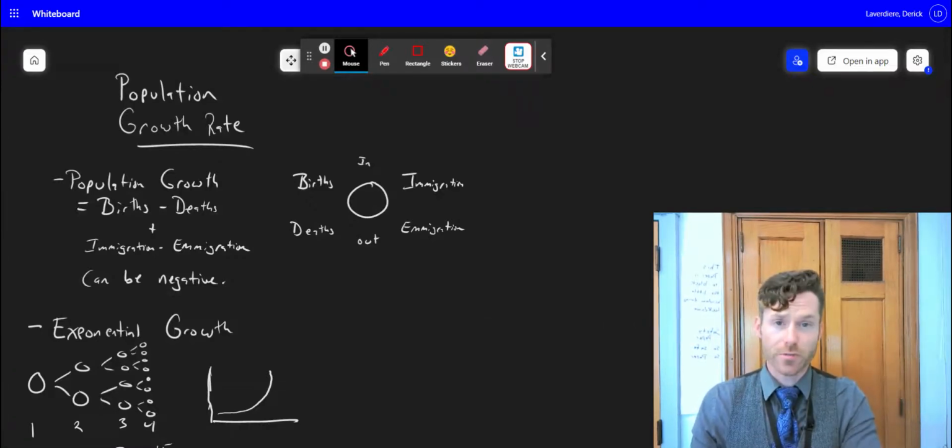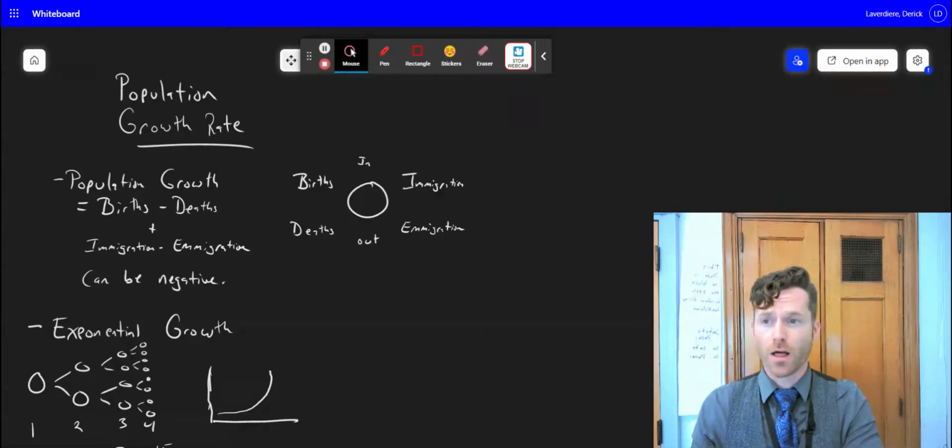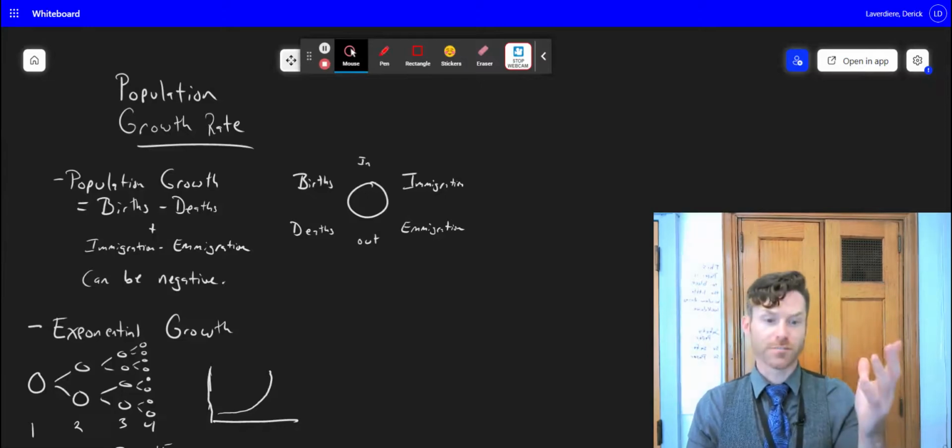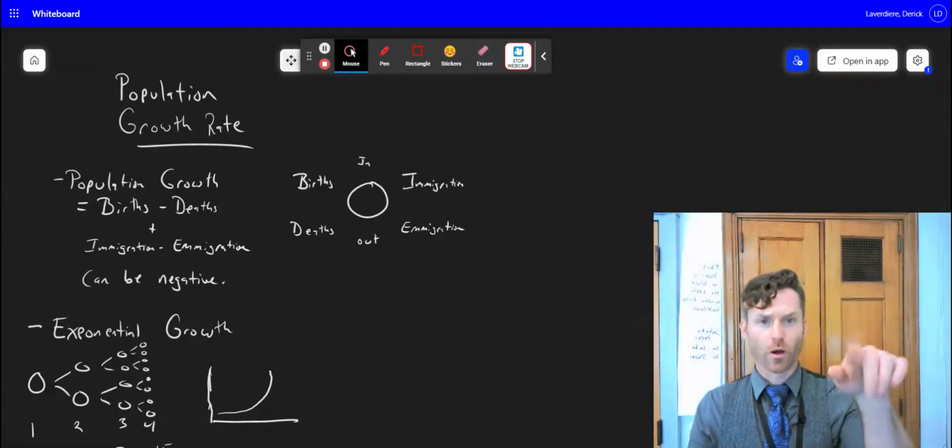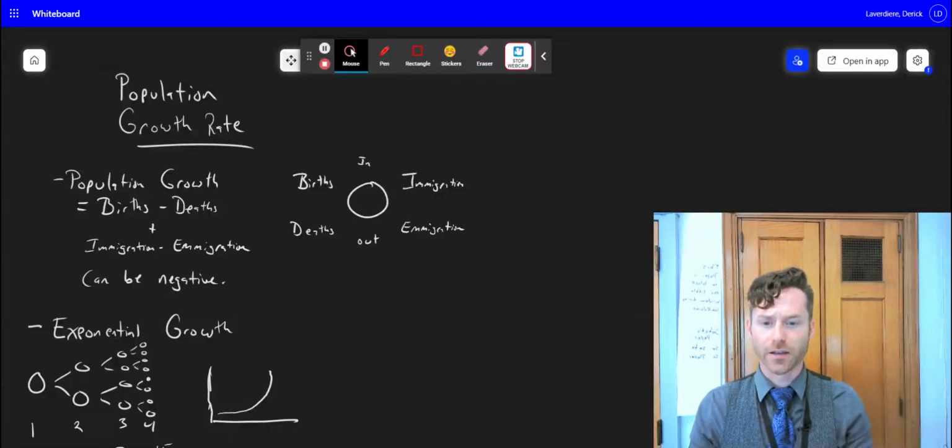And that given amount of time can be established by whoever is doing the research. So this could be by hour, by day, by year, by month, by duck quacks, doesn't matter. It just needs to be established, and it needs to be uniform for all four factors. So you don't want births by day and deaths by month. Your maths won't work.